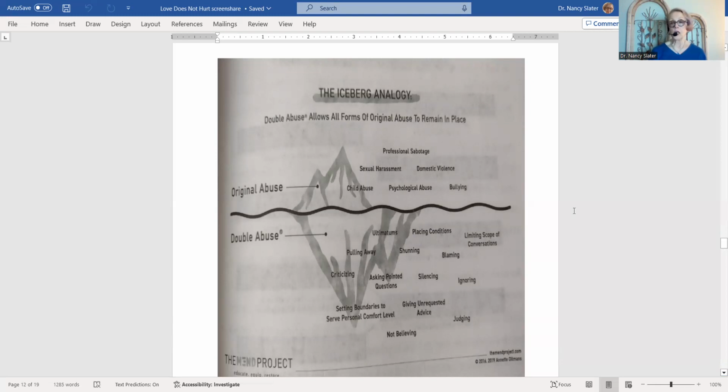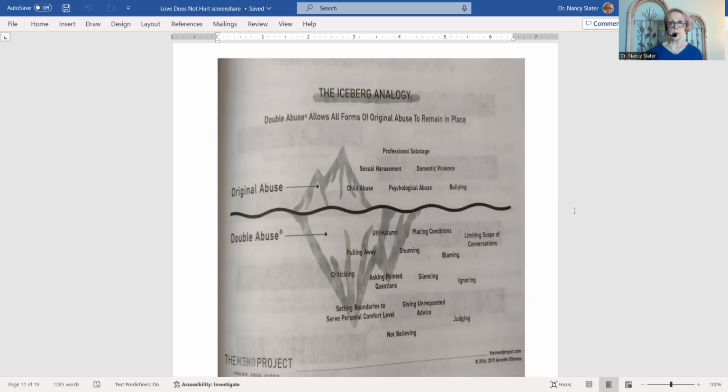We know from our classes in school, geography study and science, that when we see an iceberg in the Antarctic or in the Arctic, we're only seeing a small portion of it that's above the waterline. So this is the original abuse. It's the psychological abuse, it's the sexual abuse, it's the professional sabotage that happens, it's bullying, it's child abuse. Whatever abuse is going on above the water is what happens initially. Now let's look below the waterline. We actually see the size of this iceberg, and here is where double abuse occurs.